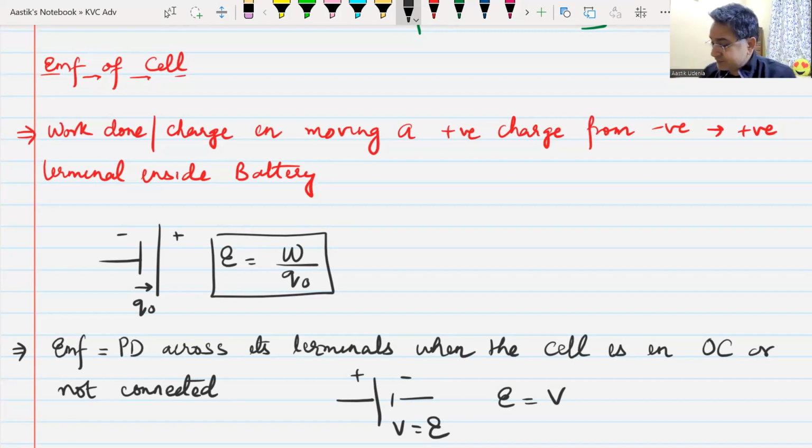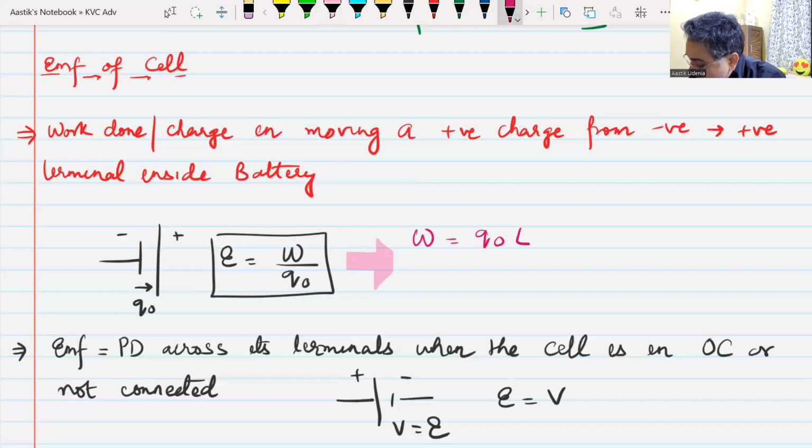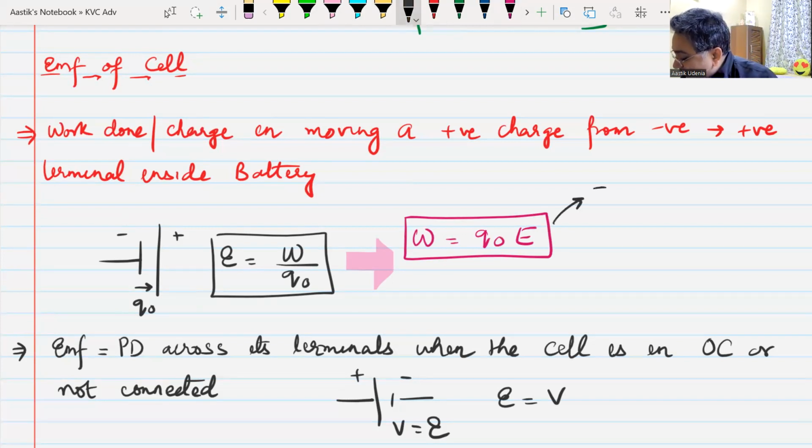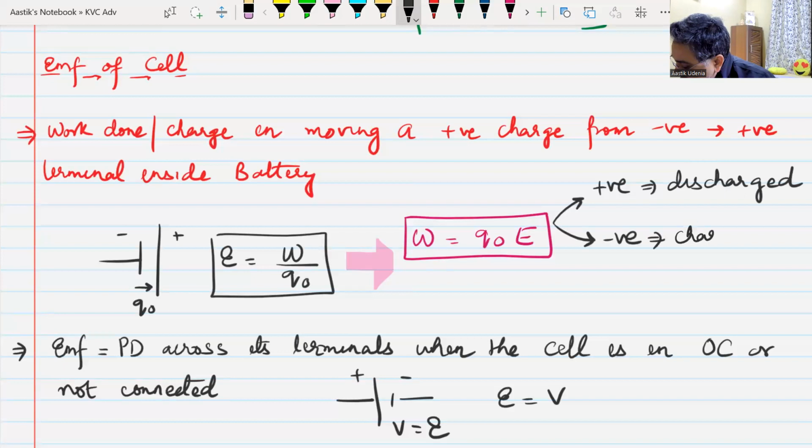So from here, you can also write one more thing, that the work done by a battery will always be equal to how much charge is moving multiplied by the EMF E. Now, this work done by the battery can be positive, or it can be negative. It is taken as positive when the battery is getting discharged, and it is taken as negative when the battery is getting charged. So far, so good. I'll give you 1 minute to note this down.